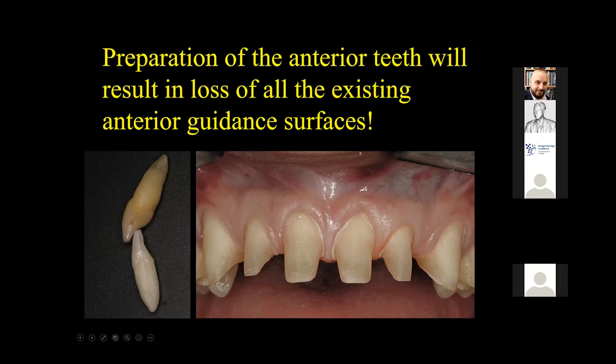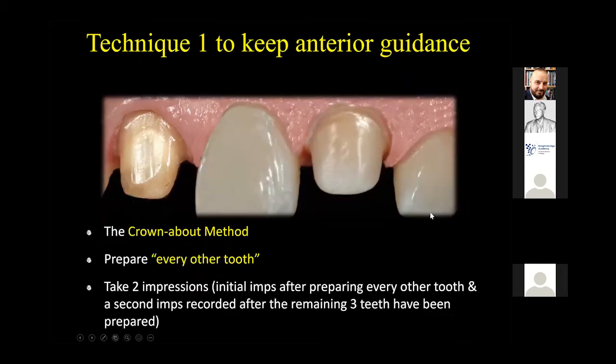What's advisable in these cases, technique one, is to do what we call the crown about method. This is a modified photo just to explain what I want to say. It's the crown about method, where you do every other tooth. So prepare one tooth, leave one. Don't do them all in one go. Okay, this will cost you and the patient an extra visit, but that will help the technician in waxing up the palatal aspect of this tooth by looking at the adjacent tooth still there. You see what I mean?